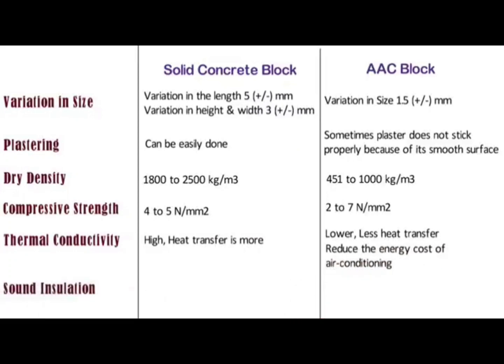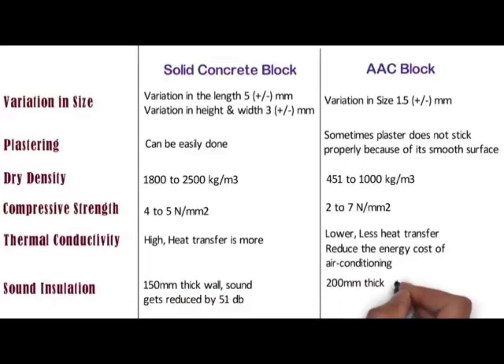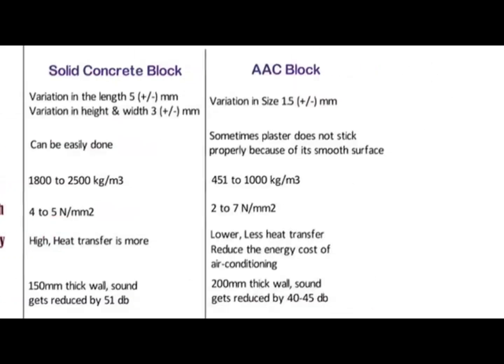Sound insulation. Sound insulation is the capacity to reduce the sound transmission by building elements. In case of 150 mm thick solid concrete block wall, the sound gets reduced by 51 decibels, whereas in case of 200 mm thick AAC block wall, the sound gets reduced by 40 to 45 decibels.